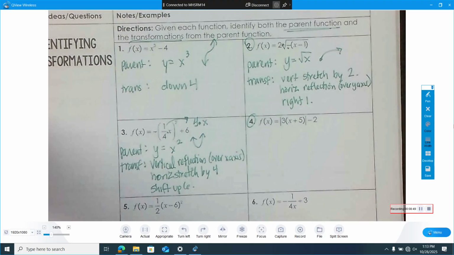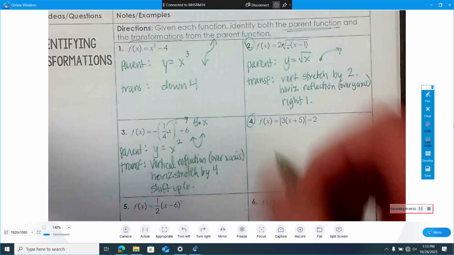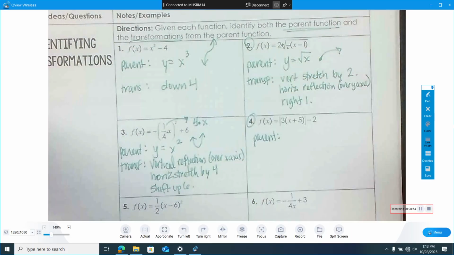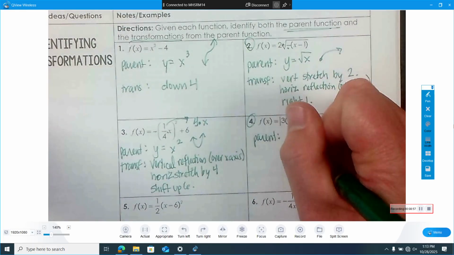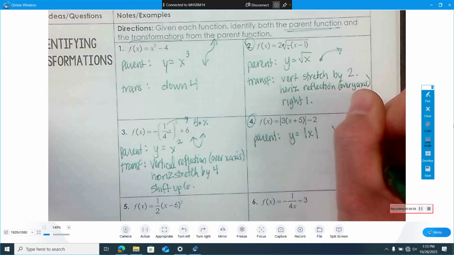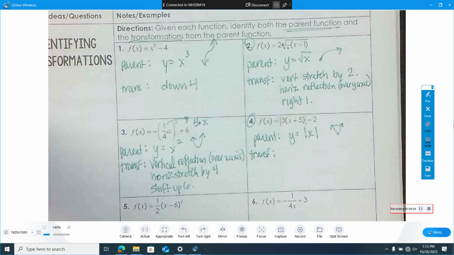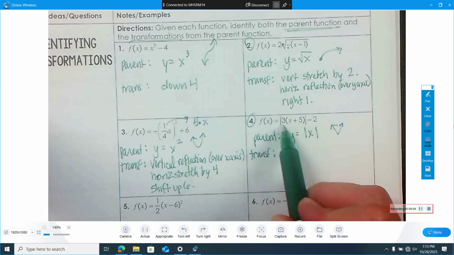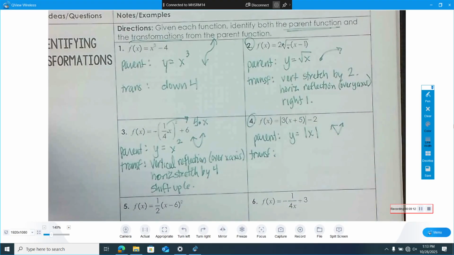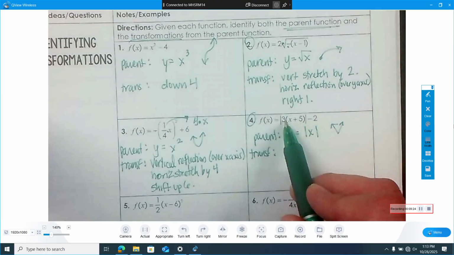All right. Let's see. Number 4 here. What's our parent function? Absolute value. Yeah. Y equals absolute value of x. Absolute value V shape. All right. And then our transformations. We have the stuff on the inside here. Inside with x. What is that stuff going to do? So do we shift it left 5 first? Or what does the 3 do?